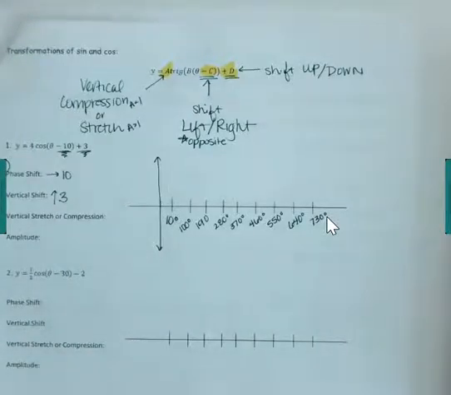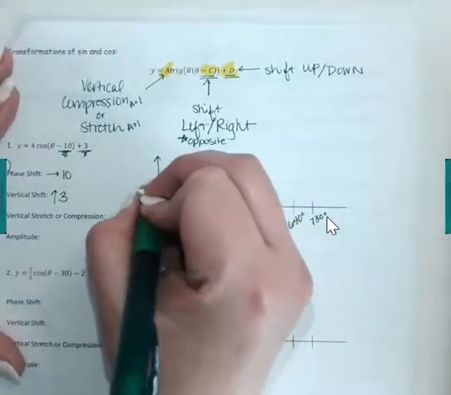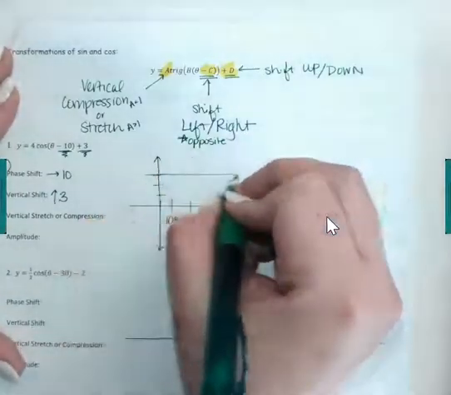So I'm going to mark that next. Then I need to shift my entire graph up 3 units. So, count up 3. 1, 2, 3. This is my new middle of my graph.